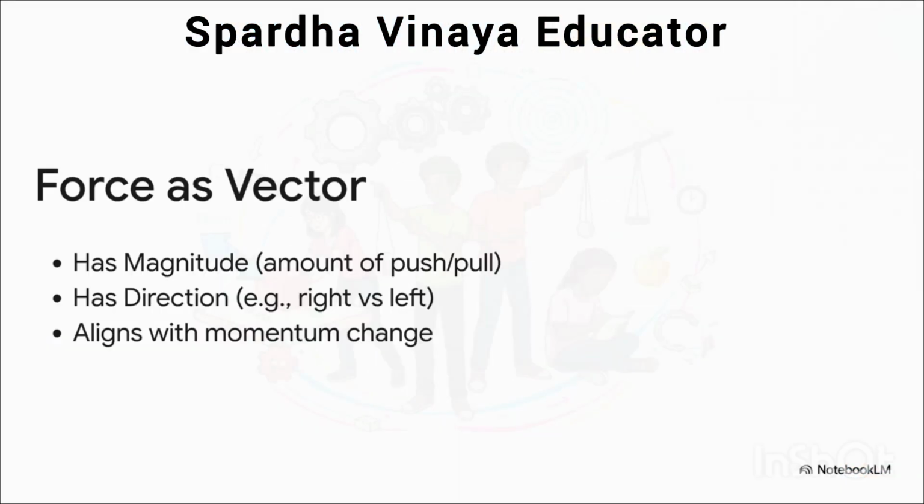Here's another incredibly high-yield point. Force is a vector quantity, or sadesha parimana. What does that actually mean? Well, it means it isn't just a basic number. It has two distinct properties. First, magnitude. That's the actual measurable strength of the push or pull. And second, direction. A force pushing right is fundamentally different from a force pushing left. And remember, force always aligns with the direction of the momentum change.